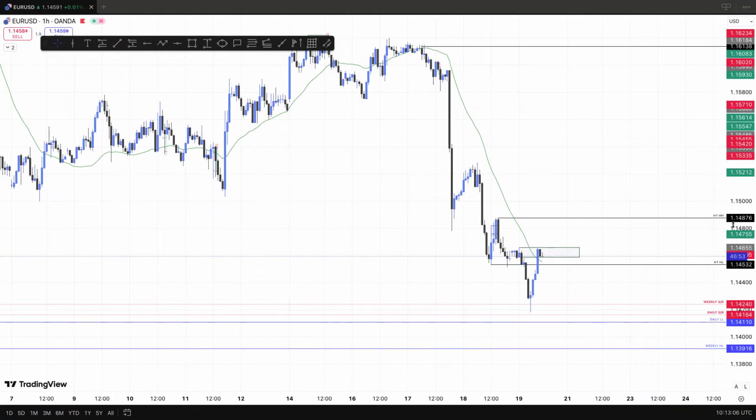So this area of interest can be invalidated before the New York session to continue a bullish move, or these supplies sitting right here could make the decision that the bearish move is going to continue and break further down to another area of interest. So that's it for today.